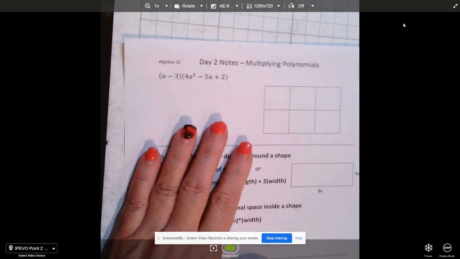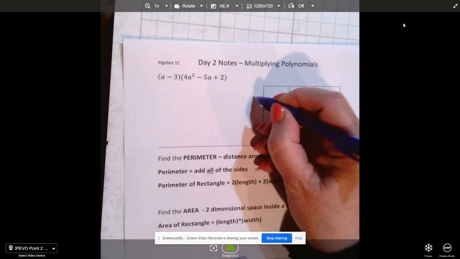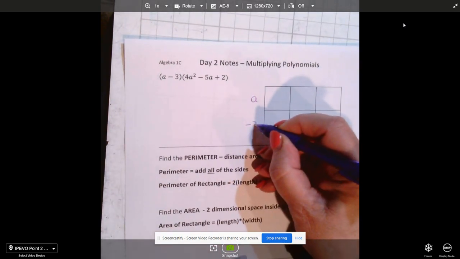All right, so here's an example. Why don't you put the video on pause and try it yourself, and then unpause it, and I'll go through it. All right, so I'm going to take the first one here. I'm going to put an a here and a minus 3 here.